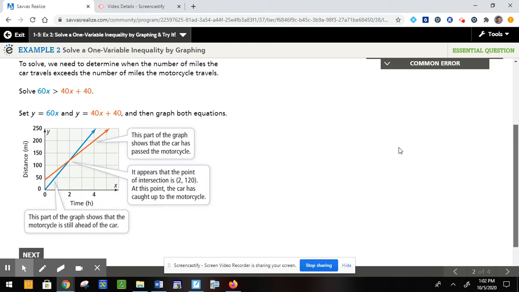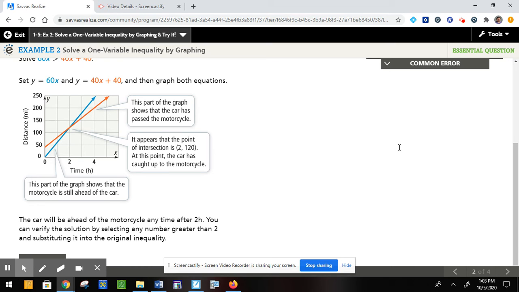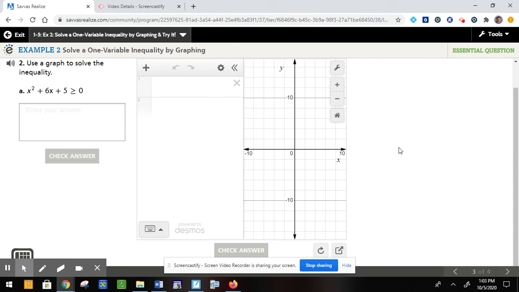If you graph both those sides, the blue is the 60x, the red is the 40x plus 40. So the point at which the blue passes is at 2. So the car will be ahead of the motorcycle anytime after 2 hours. At exactly 2 hours, it catches up. Anytime after 2 hours, the car will be ahead, right? And that would go forever. I mean, obviously the car and the bike are not going to go forever, but if they were to, then the bike would never catch back up because it's consistently going slower. So anything past 2 hours is your answer there.